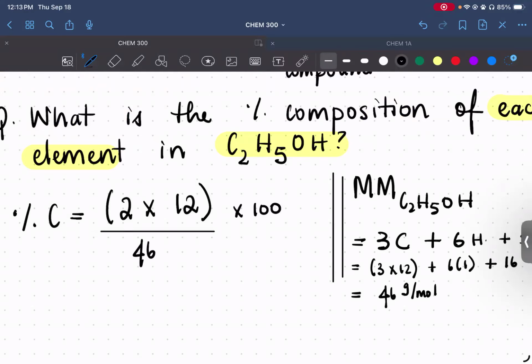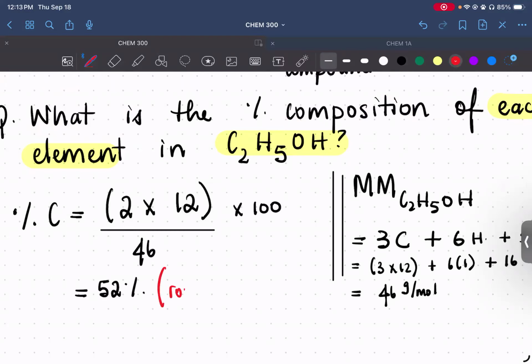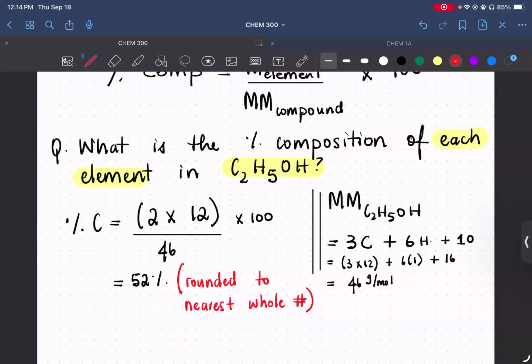Monica, I see your hand. I'll be there in a second. You plug this into your calculator, you get approximately 52%. Percentages are traditionally rounded to the nearest whole number. Monica, what was your question?